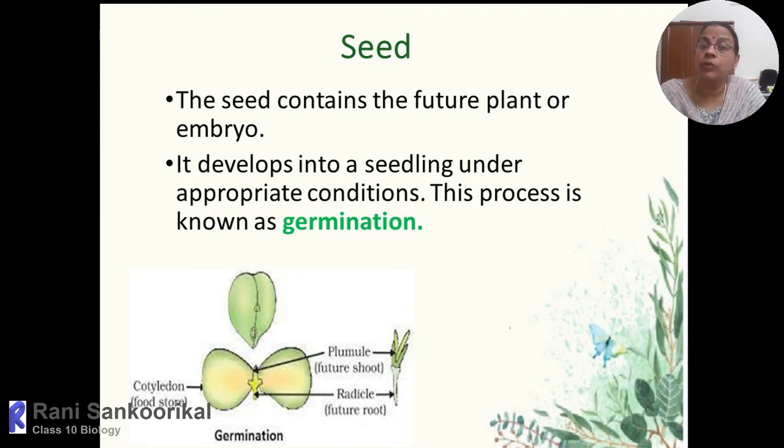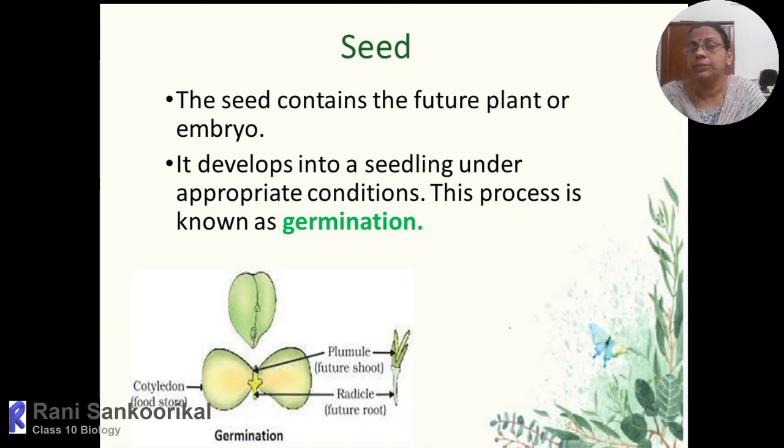Then when we move on in more detail to the seed, we have already learned the seed is formed from the ovule, the fertilized ovule. So we have to say what a seed means. You have to say the fertilized ovule will develop into seed, and it contains the product of fertilization. What is that? That is the embryo.